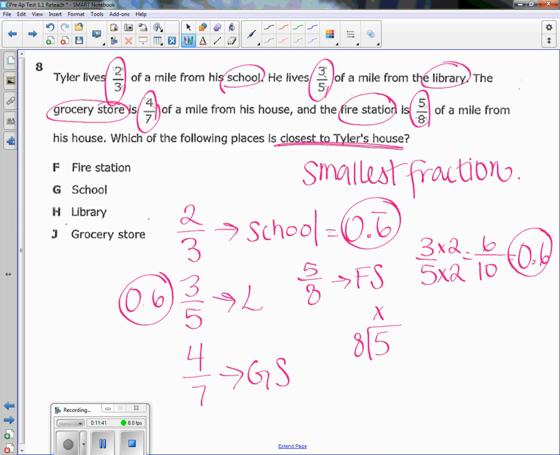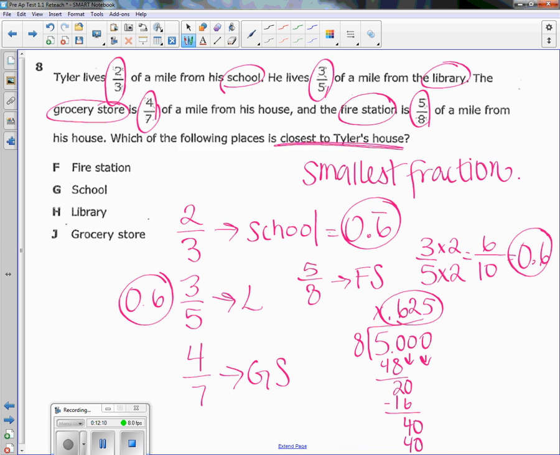8 can't go into 5. We add a decimal and a 0. 8 can go into 50 6 times. 6 times 8 is 48. Subtract, I get 2. 8 can go into 20 2 times. We get 16, subtract, get 4, I bring down the 0. 8 can go into 40 5 times. We subtract and get 0. So our 5/8 is 0 and 625 thousandths.